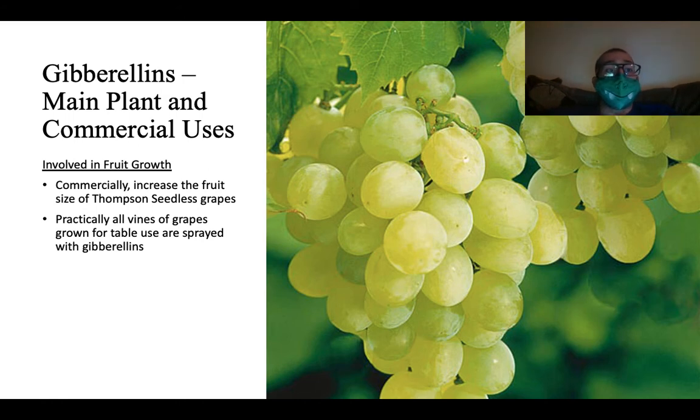Other important uses for gibberellins. I talked about stem growth as being extremely important, but this is actually probably the most common use, and that is to increase the fruit size of different plants, particularly Thompson seedless grapes. And I talked about this in the last lecture, but practically all vines of grapes grown for table use are sprayed with gibberellins. So if you go to the store and you're buying grapes, they have most likely been sprayed with gibberellins to increase the size of the fruit.